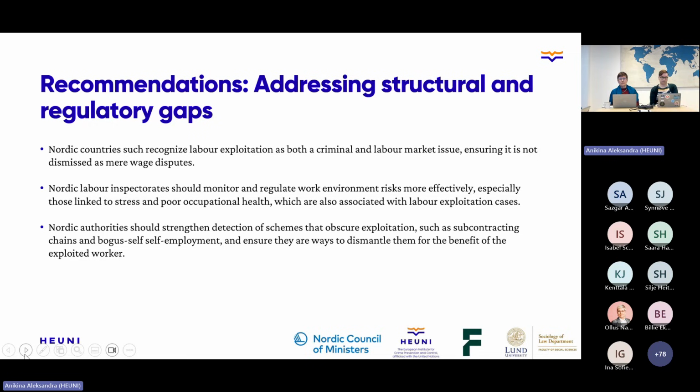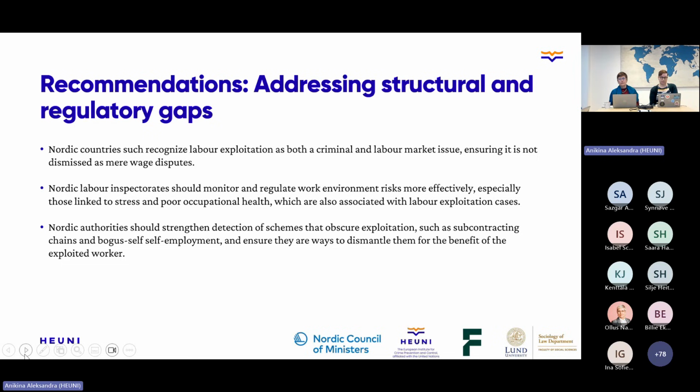We also want to strengthen this interlinkage between work environment risks and occupational safety and health questions, and to use breaches in that sector or in those questions also as an indicator for potential indications of labor exploitation.